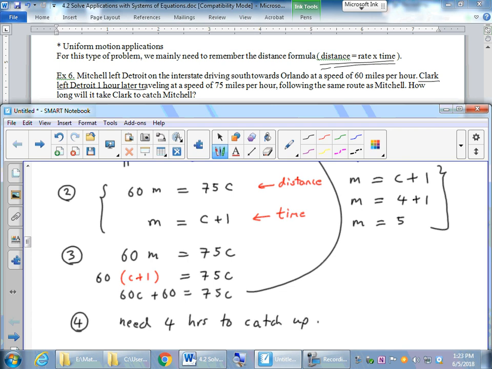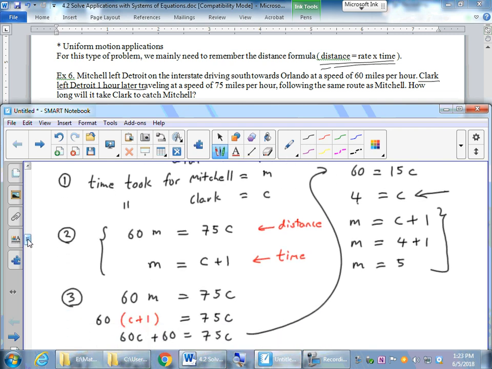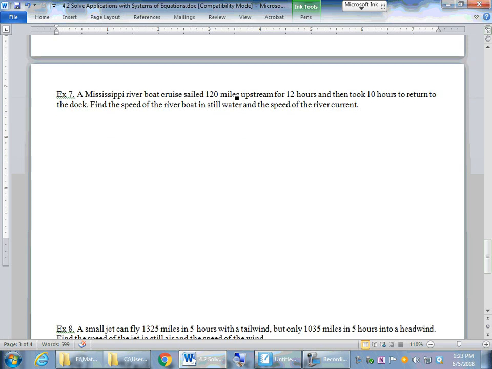So I would recommend you read the questions in detail, so that we won't have to do this kind of unnecessary part and waste time on the test. So next example, example number 7.